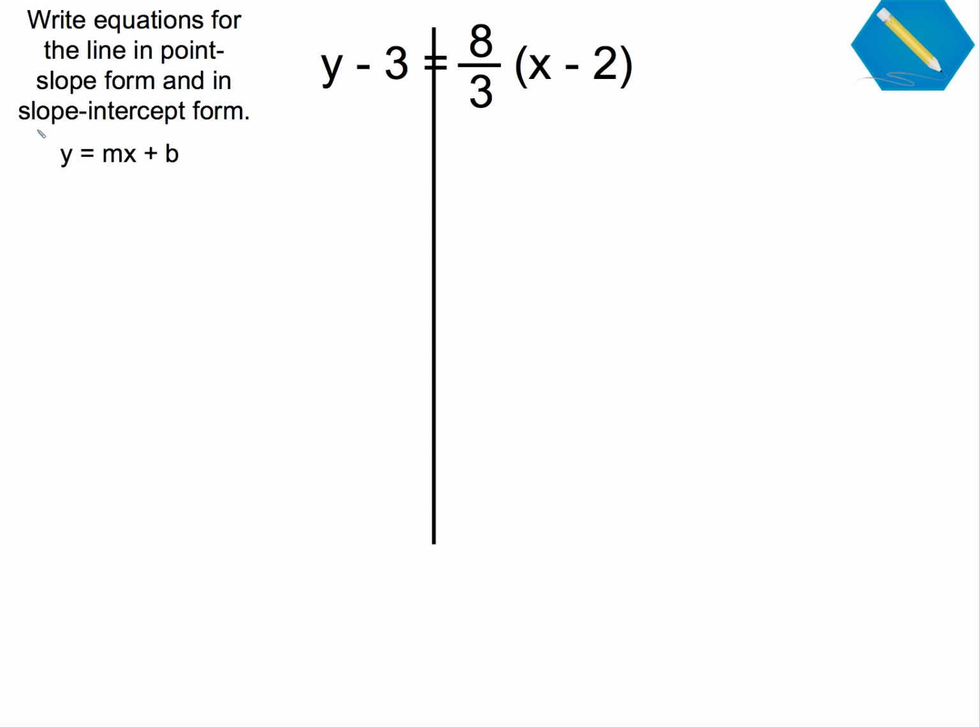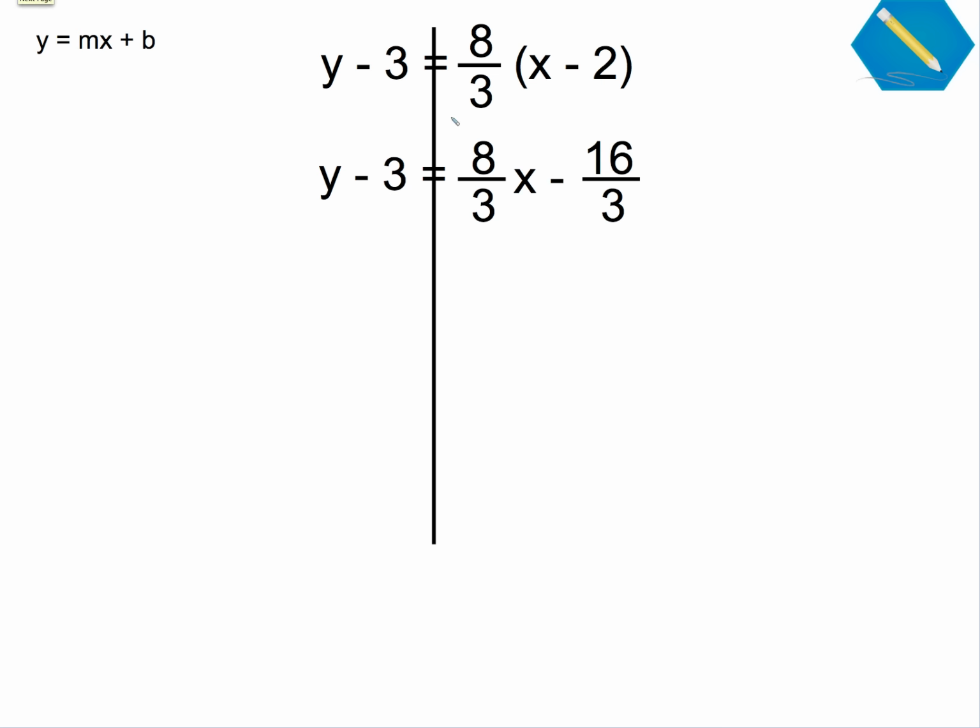They also want us to write the equation in slope-intercept form. And just to refresh your memory, that is y equals mx plus b. So we need to get the y value by itself. So really it looks like all we need to do is move the -3, but I have parentheses over here that I've got to take care of first. So on the right hand side, I need to use the distributive property, 8/3 times x and 8/3 times 2, which would be 8/3 x minus 16/3.